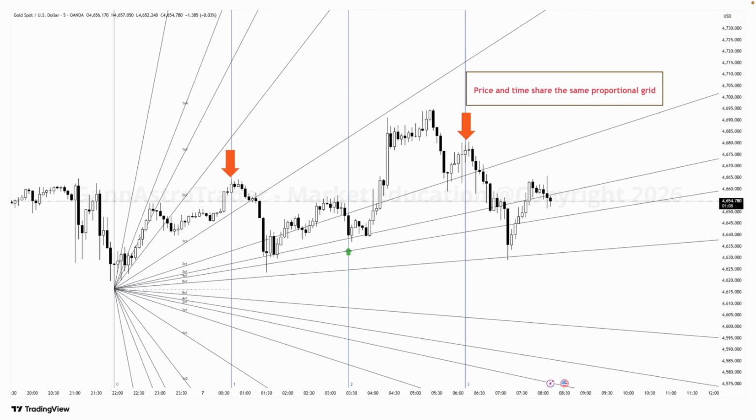Time, in the same way, is not random duration. It is a division of a larger cycle. Just like 360 degrees can be divided into smaller parts, time can be divided into intervals that align with structure. This leads to a key idea in Gann's work. When time and price align within the same numerical structure, a point of balance is reached. And at balance, the market is more likely to react.